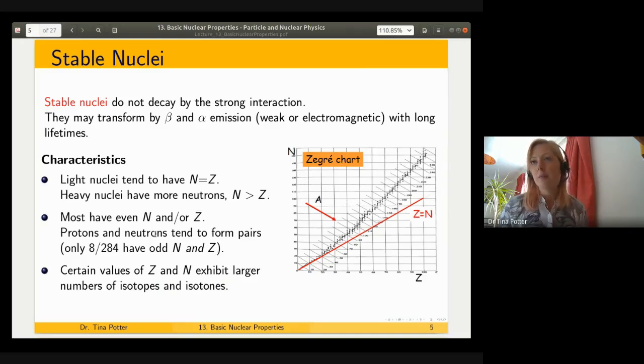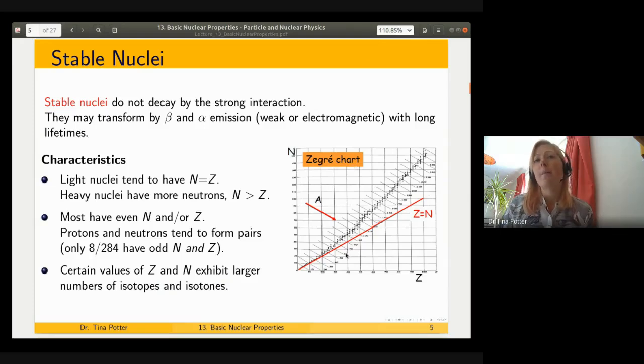Now, if we have a look at these stable nuclei, we can plot them with their number of protons on the x-axis and the number of neutrons on the y-axis. These data points are all of our stable nuclei. There is a trend when they're very light for them to have equal numbers of protons and neutrons. But as they get heavier, the fraction of the nuclear weight from neutrons appears to increase. They become sort of neutron enriched.